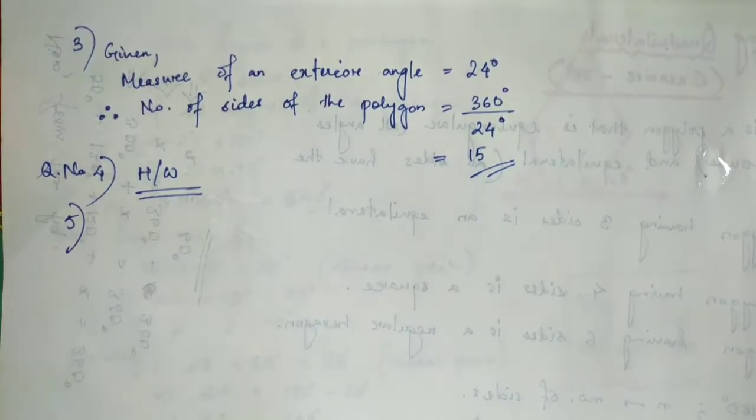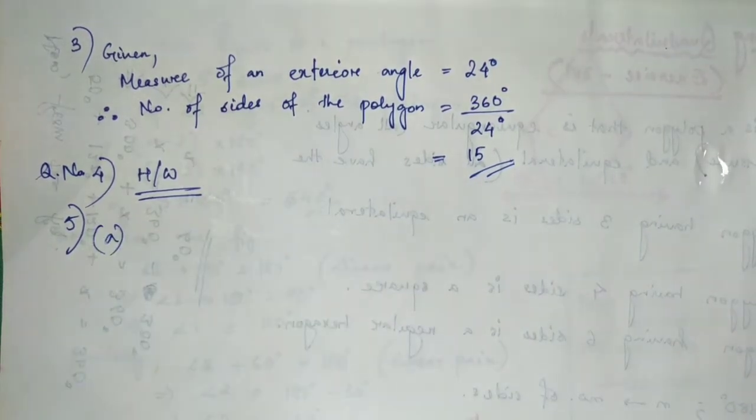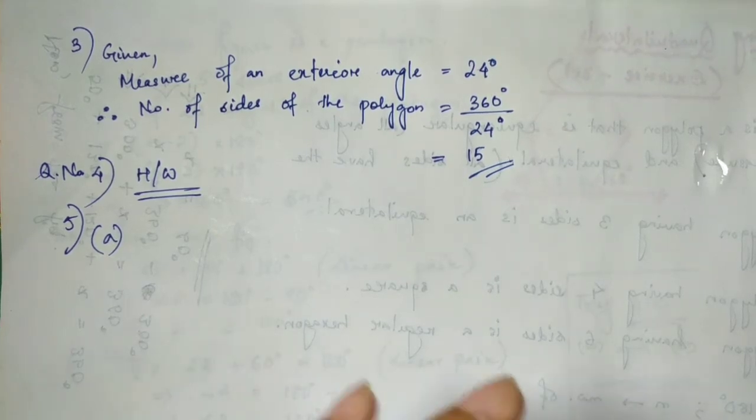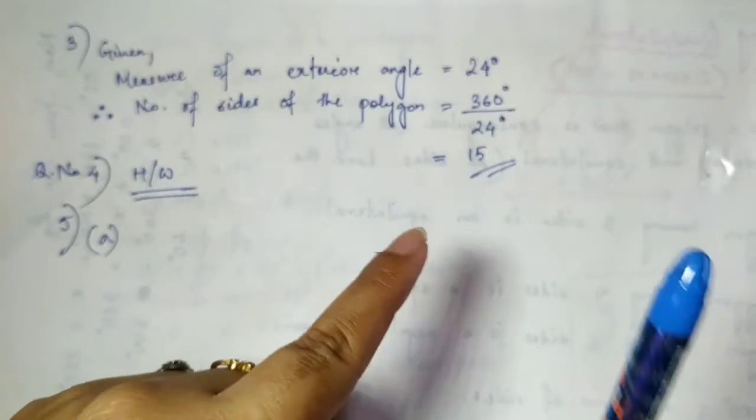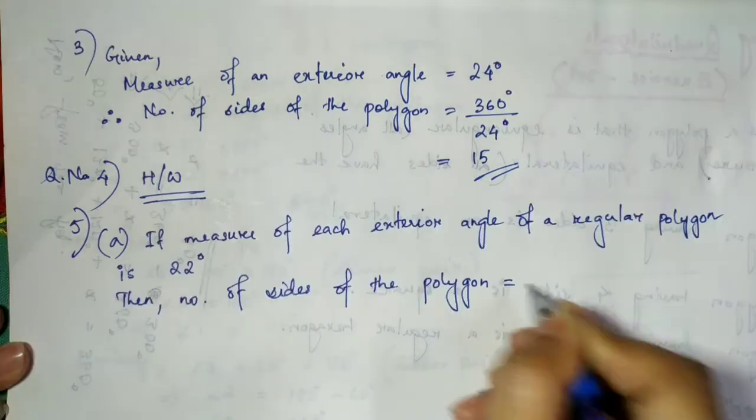Now in question number 5 we have two questions, A and B. So let us see one by one. In question number 5A it is given, is it possible to have a regular polygon with measure of each exterior angle as 22 degrees? So is it possible to have a regular polygon of this? So let us find out the number of sides if the measure of each exterior angle is given.